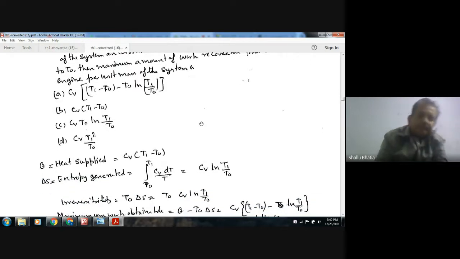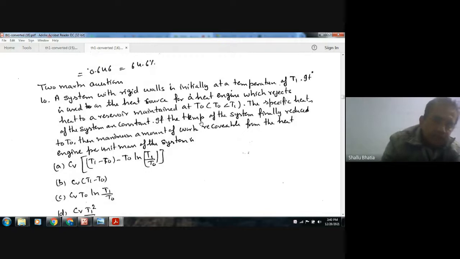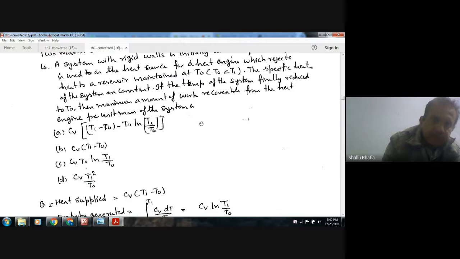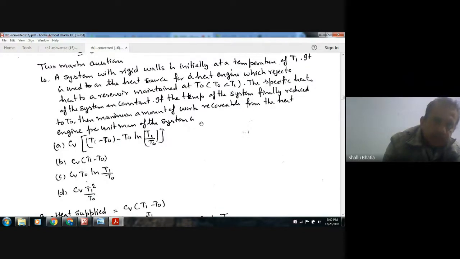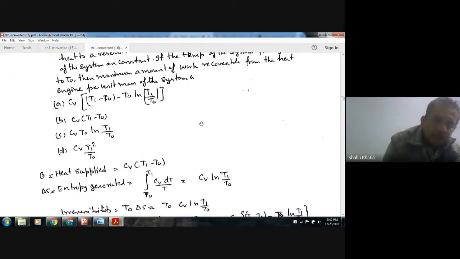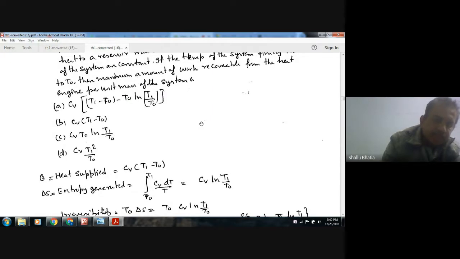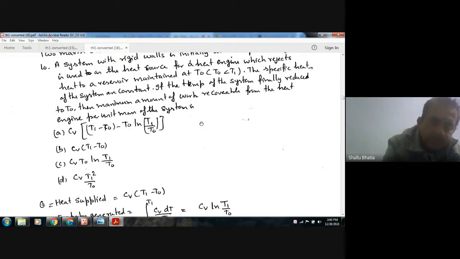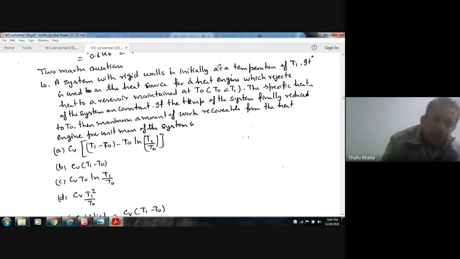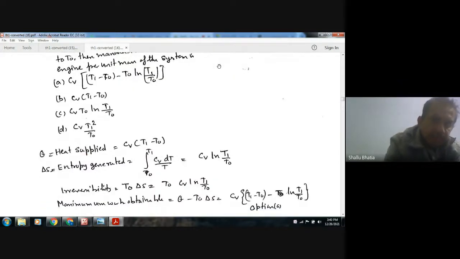So heat supplied is as it is rigid. The system is with rigid walls. So heat is supplied at constant volume. The system, so heat supplied is Cv (T1 minus T naught). The final temperature is T naught and initial temperature is T1, and the volume of the system remains constant.